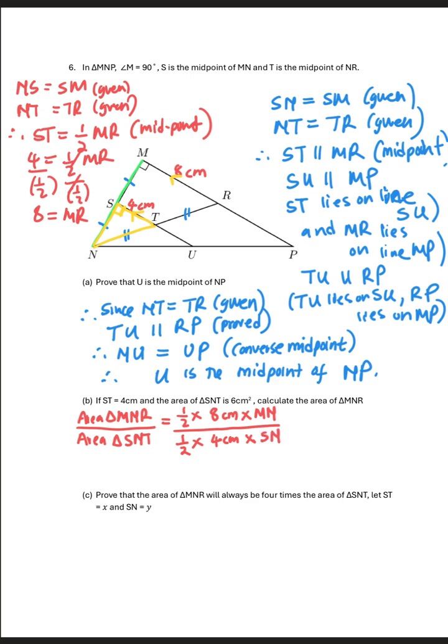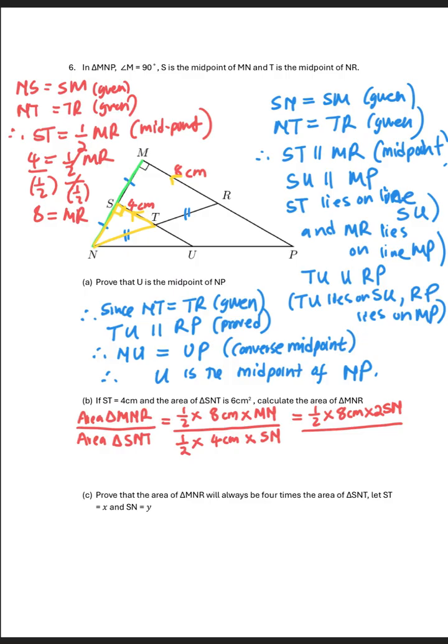Right? But we also know something. We know that MN comes from SN plus SM, but NS is equal to SM. Therefore, we can write MN in terms of SN. So it means we can say that 1 over 2 times 8 centimeter times 2 SN, because NS is equal to SM. So it means MN is 2 times SN.